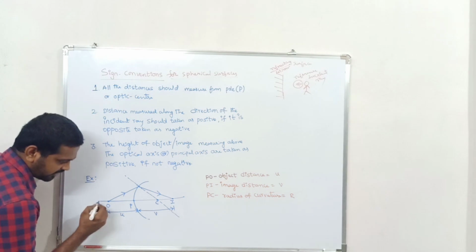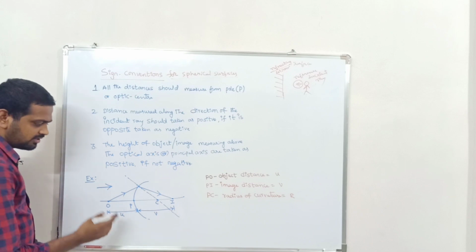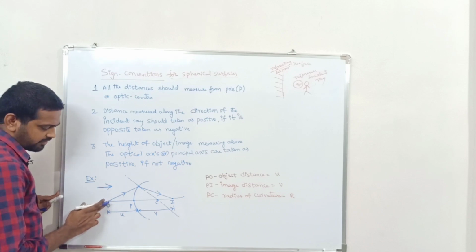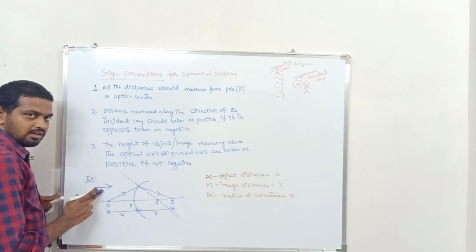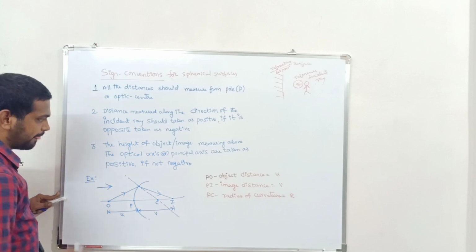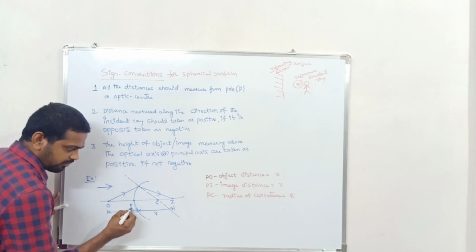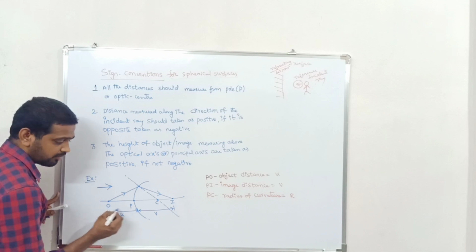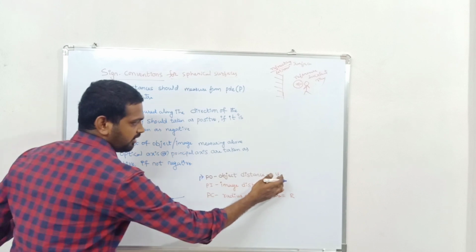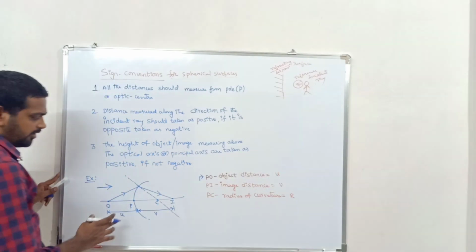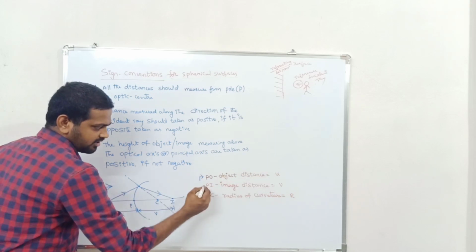Since this is the object, this is the direction of the reference incident ray. Why? Because the reference incident ray travels from the object towards the refracting surface. Now, first rule, all distances should be measured from the pole. The distance from the optic center to the object, that is pole to object, is called the object distance, denoted by small u. Coming to the image distance, the distance from pole to image is the image distance, denoted by small v.